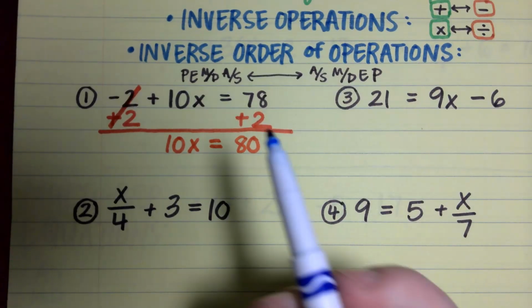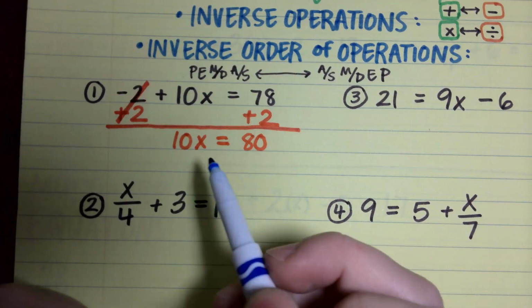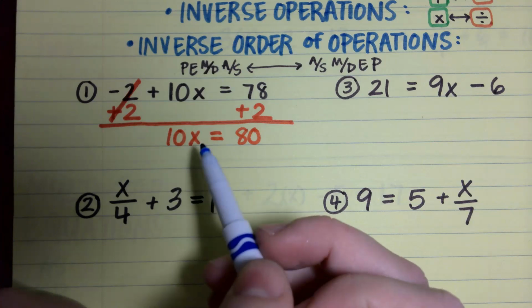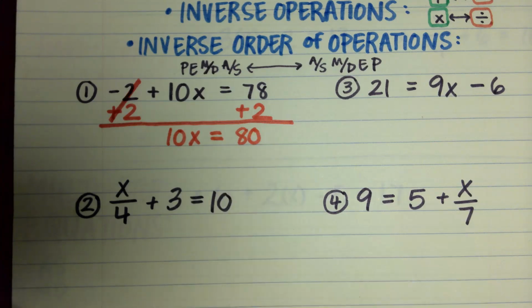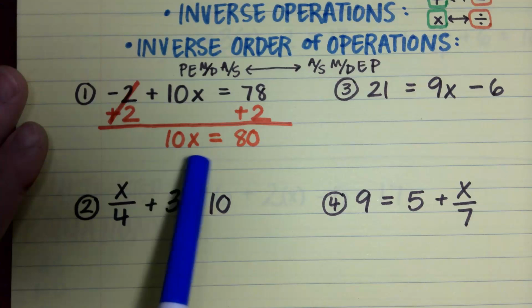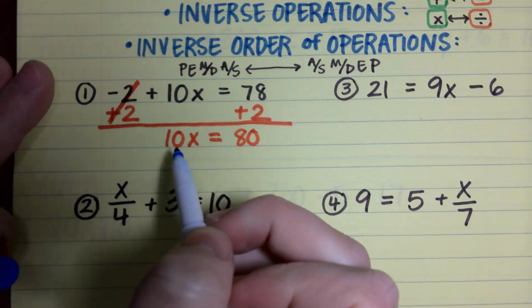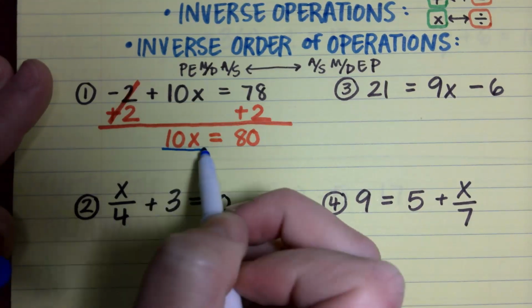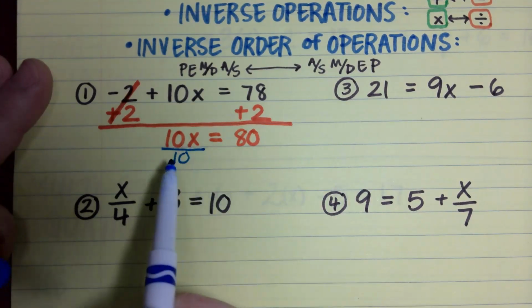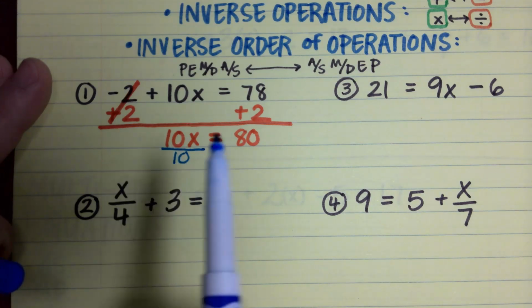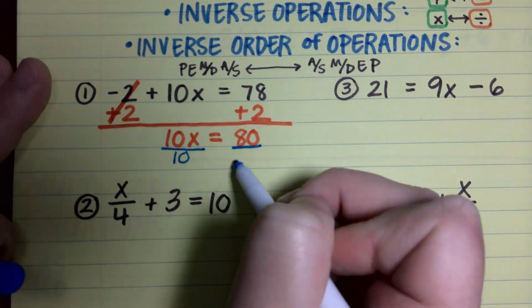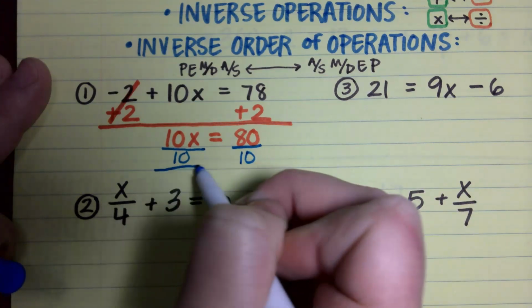Now we want to think of this almost as a whole new equation. We have 10 times some number equals 80. What operation do we have here? Yes, yes. So you're even a step ahead. We've got 10 times x. To get rid of multiplication, we are going to divide. So we're going to take 10x and divide it by 10. And whatever I do to this side of the equal sign, I've got to do it to the other side. So I'm going to divide 80 by 10 as well.